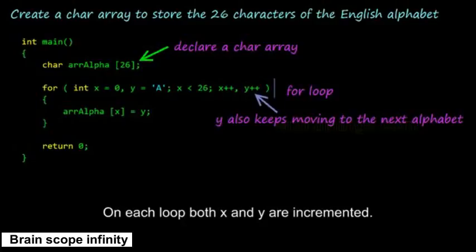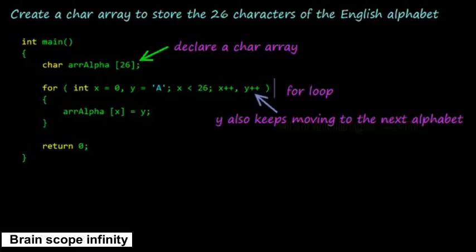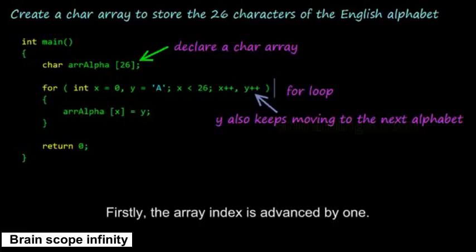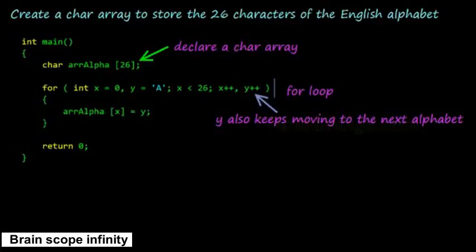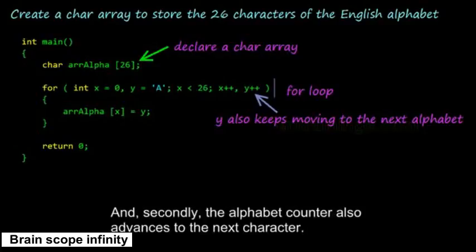On each loop, both x and y are incremented. It serves 2 purposes. Firstly, the array index is advanced by 1. And, secondly, the alphabet counter also advances to the next character.